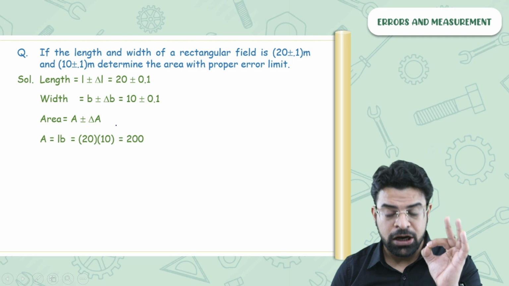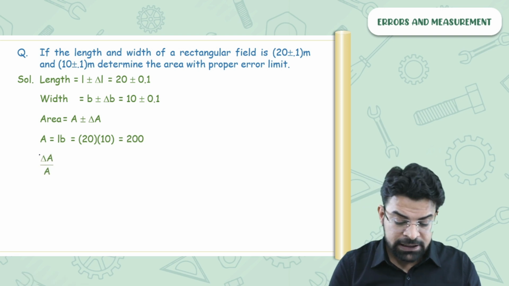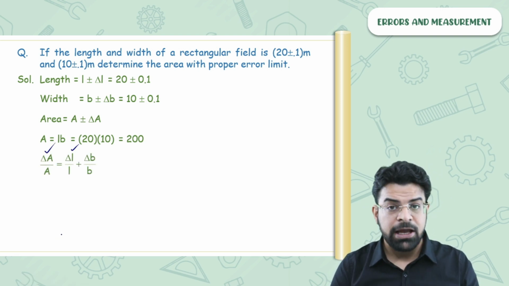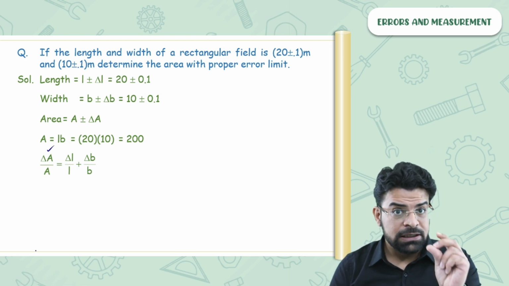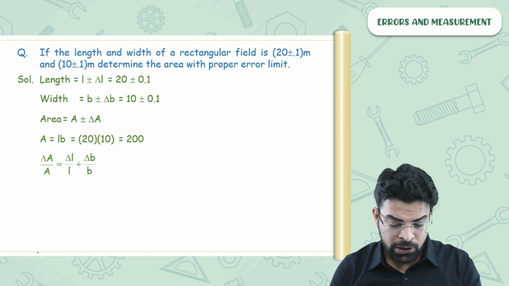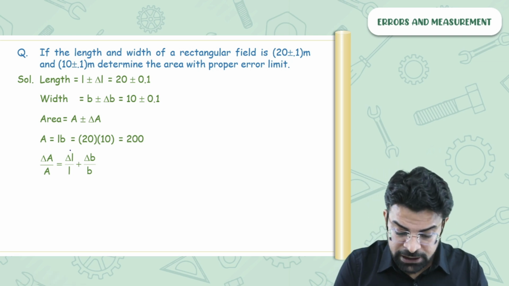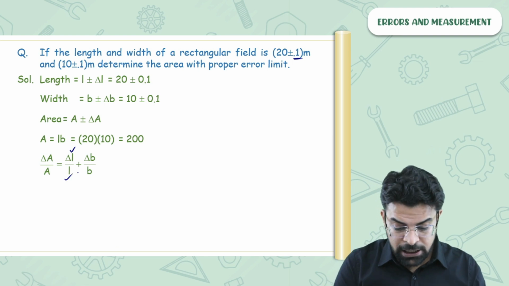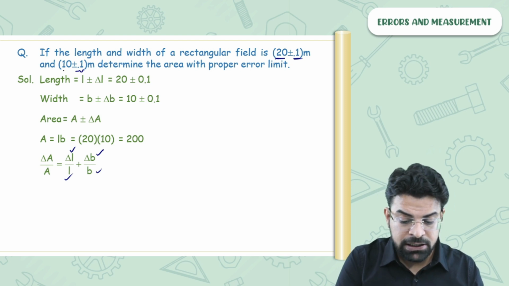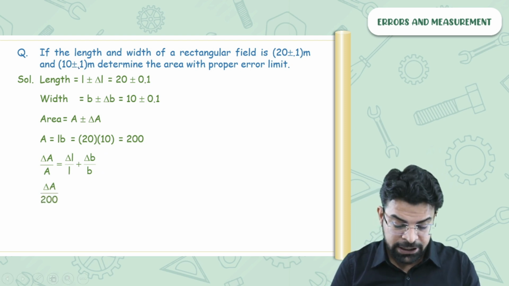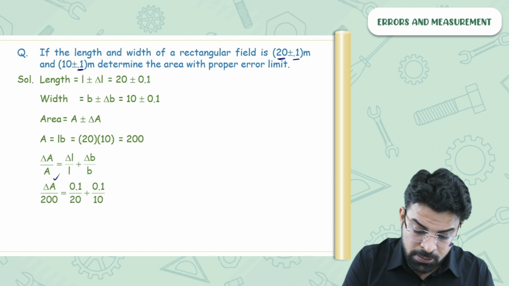Now how to find the error part? Look here, you know that area equals length into width. So you can say that delta A by A equals delta L by L plus delta B by B. Delta A by A represents the relative error in the measurement of A. We already know that A will be 200. We need to find delta A. We already know that delta L is 0.1 and L is 20. Delta B is 0.1 while B is 10. So substituting the data, we can say delta A by 200 equals 0.1 by 20 plus 0.1 by 10.